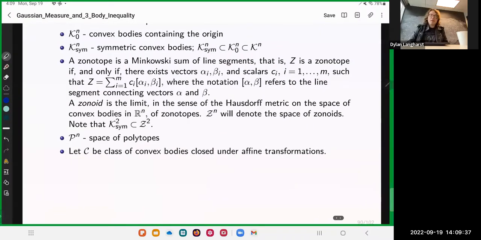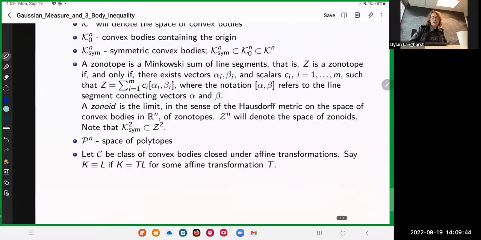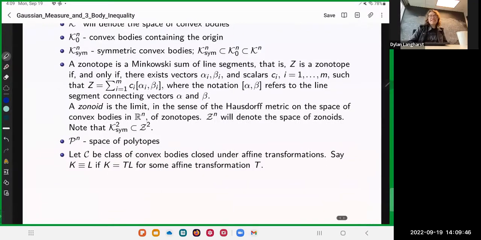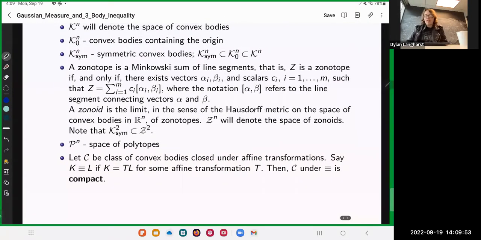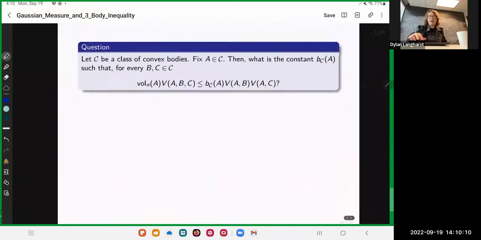And now here's an interesting remark. Let C be a class of convex bodies closed under affine transformations. And let's say K is equivalent to L if K is equal to TL for some affine transformation T. Then this class C under this equivalence relation is compact. And why is this important? Well, if you can create something that's affine invariant as a function of convex bodies, then it should have a maximum and a minimum.